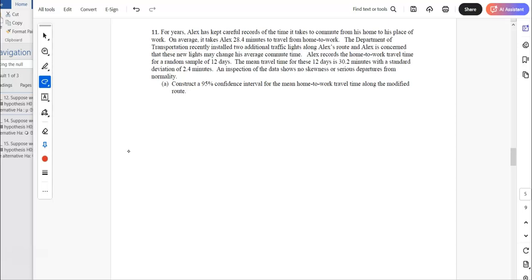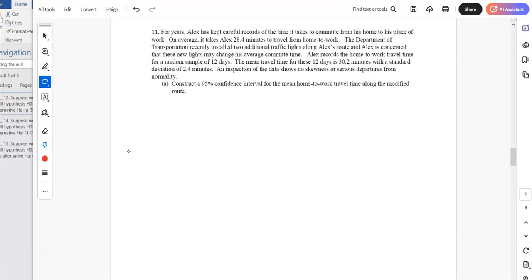On average, it takes him 28.4 minutes to travel from home to work. Torrent Transportation recently installed 2 additional traffic lights along Alex's route, and Alex is concerned the new lights will change the average commute time. I think it will. Alex records the home-to-work travel time for 12 days.